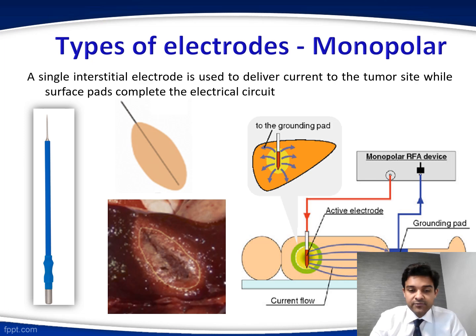Now let us see the different types of electrodes which are used in RFA. First is the monopolar type of electrode. A single interstitial electrode is used to deliver current to the tumor site while surface pads complete the electrical circuit. As you can see here, the RFA device has a single electrode, and it is connected to the grounding pads to complete the circuit.